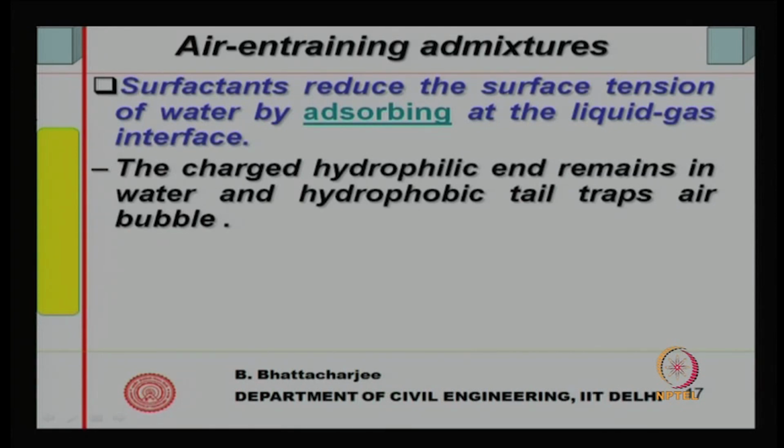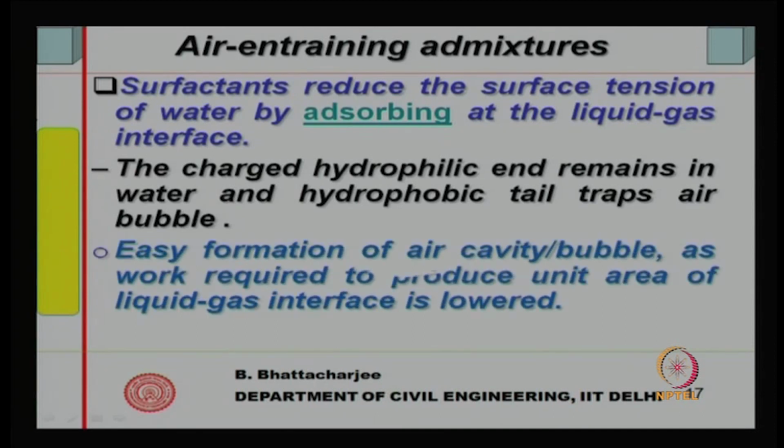So, at the interface, in this process they reduce the surface tension of water, and bubble formation becomes easy. So, there is easy formation of air cavity or bubble, as the work required to produce unit area of liquid gas interface is lowered, right.